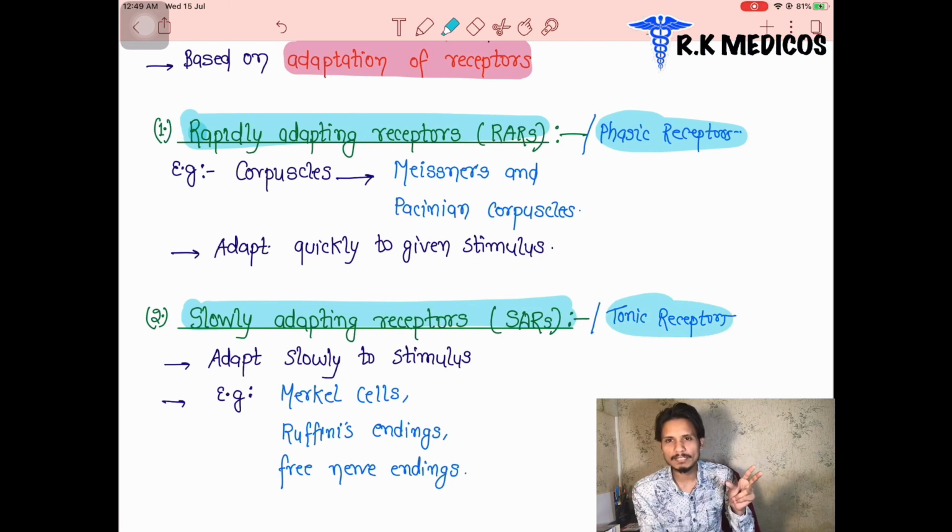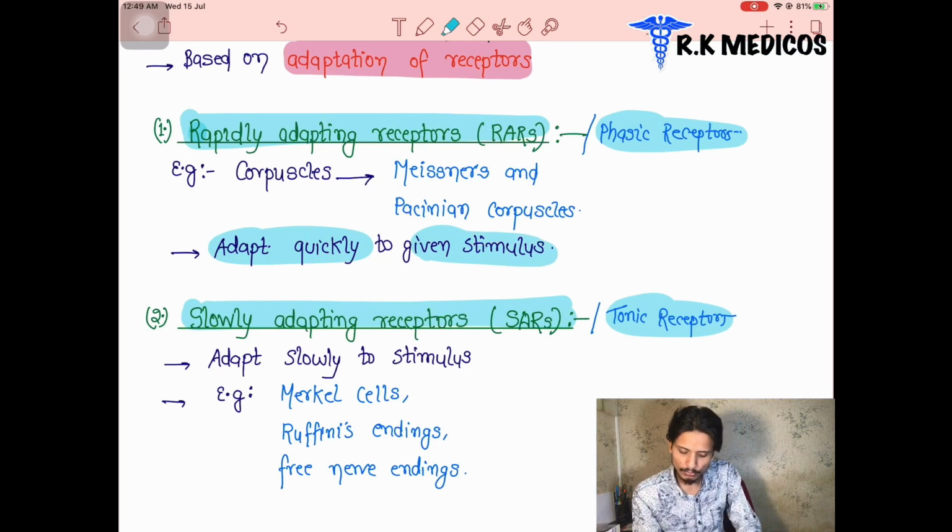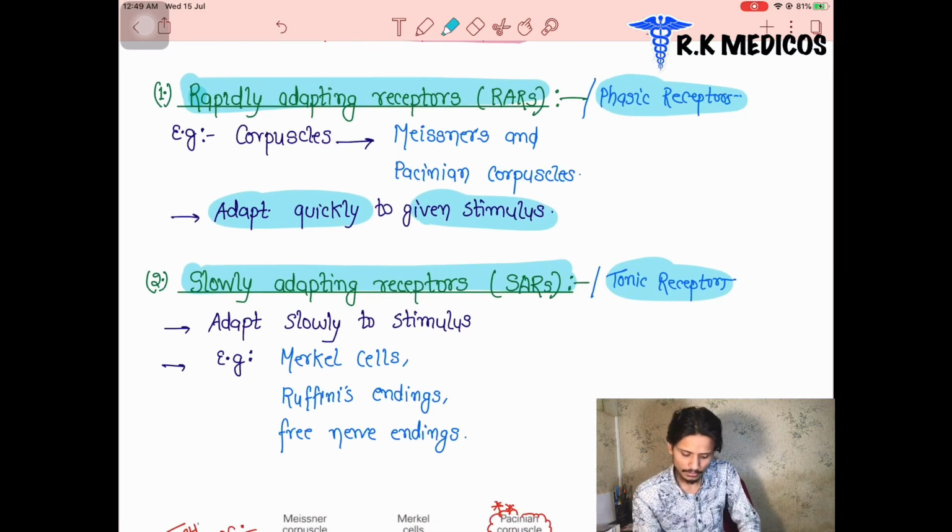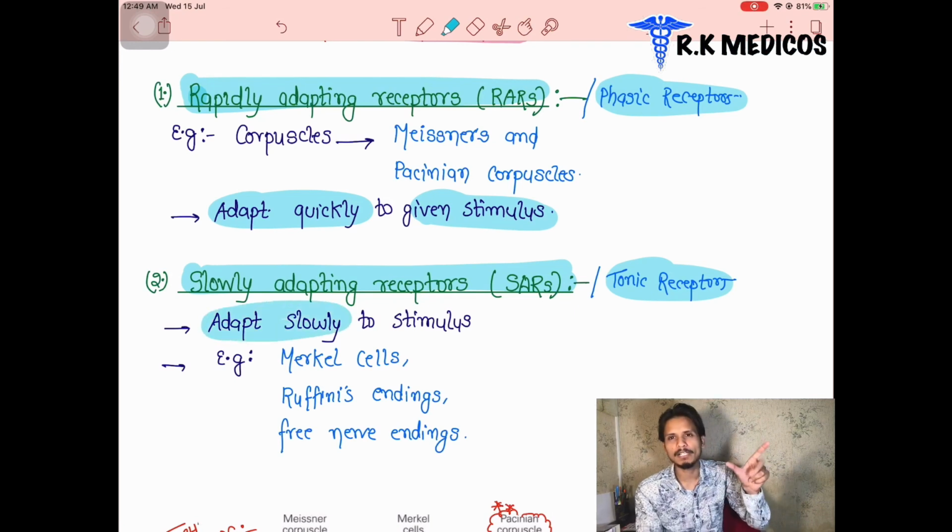Tonic receptors, once activated, close very slowly. So these receptors fire more, and they fire for a long time. The phasic receptors open their channel and then close, firing for a very short time. So they adapt very quickly to the given stimulus, because they fire and close very fast. The tonic receptors are always open, because they respond slowly. When the stimulus is given, they open or close very slowly and fire most of the time. That's why they are tonic.